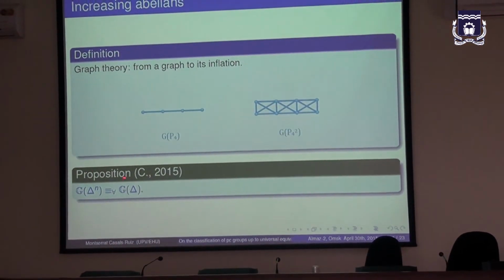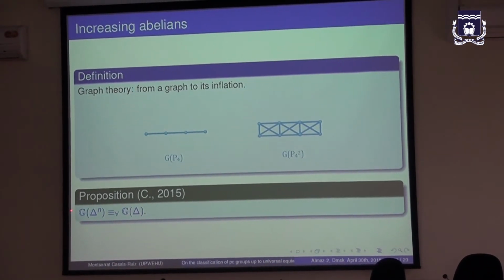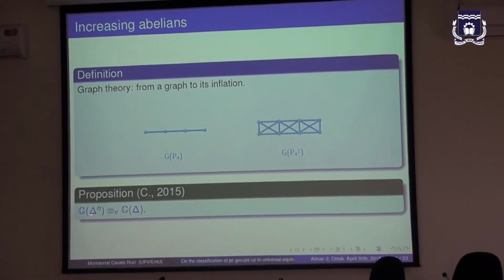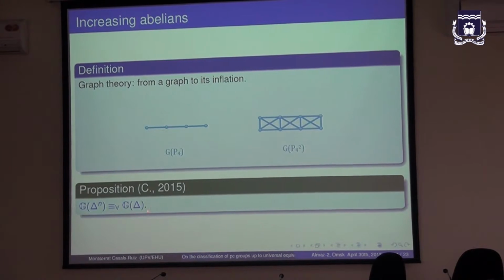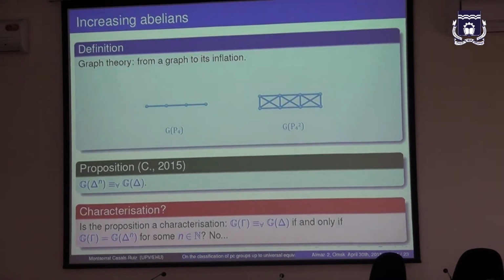So my claim is that it's easy to show that the inflation of a graph, the group defined by the inflation of a graph, is universally equivalent to the group defined by the graph. It's just this type of general equation. All right, we learned something. The question is, are we done? Is this all that can happen? And the answer is no.